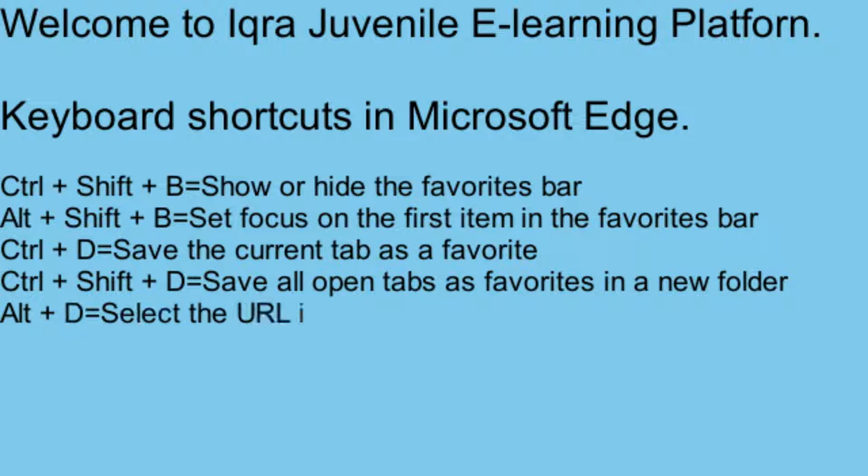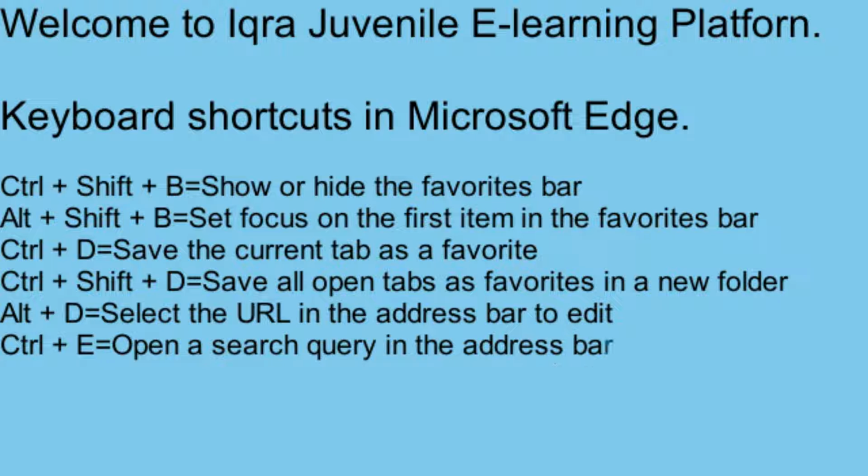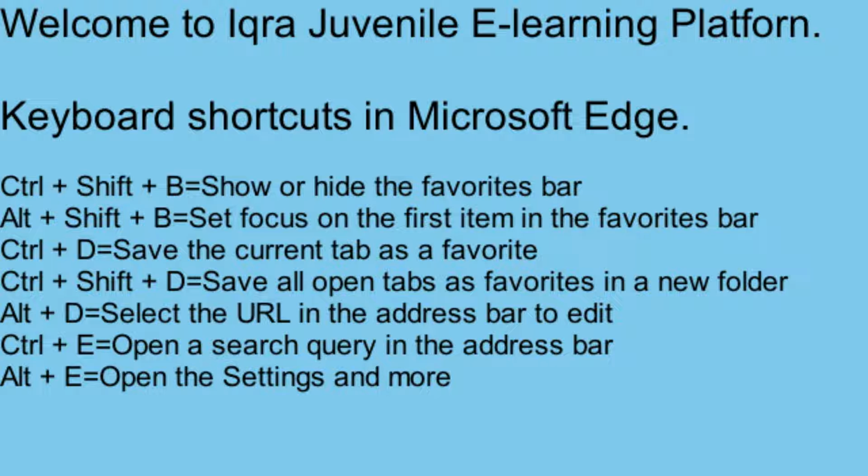Alt-D equals select the URL in the address bar to edit. Control-E equals open a search query in the address bar. Alt-E equals open the settings and more menu. Control-F equals open find on page. Alt-F equals open the settings and more menu.